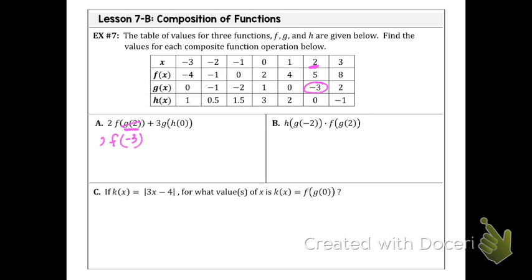Bring down the rest of that. Now I'm looking for f of -3, so I go to where x is -3, and looking at the f function, that's -4. Then it still has that 2 in front of it. 2 times -4 is -8. And then we're adding 3 times g of h of 0.